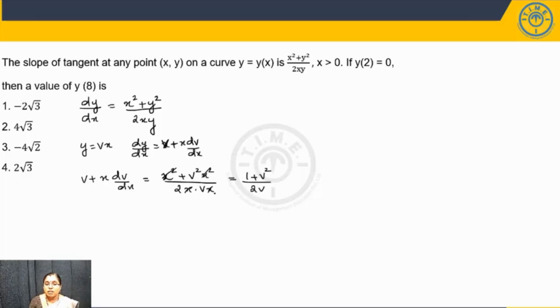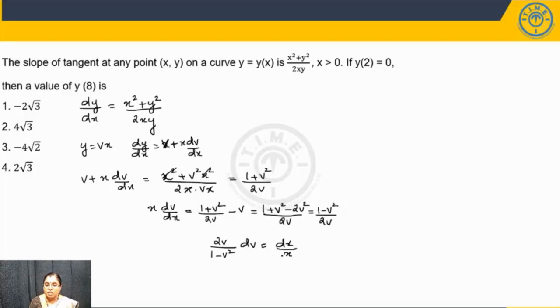Now let's take the v to the right hand side. So we have x dv by dx equal to (1 plus v square) by 2v minus v. So we have (1 plus v square minus 2v square) divided by 2v. So rearranging, this is actually (1 minus v square) by 2v. So let's rearrange. So we get 2v by (1 minus v square) dv equal to dx by x.